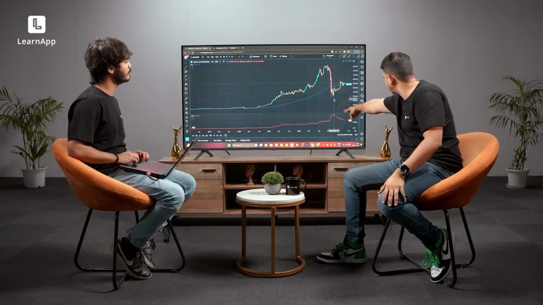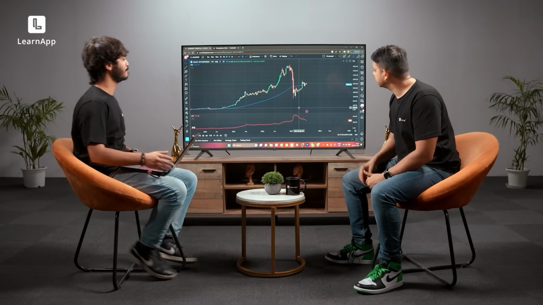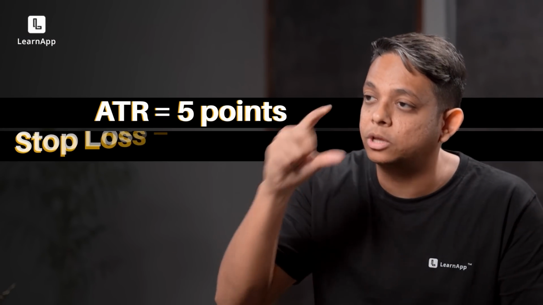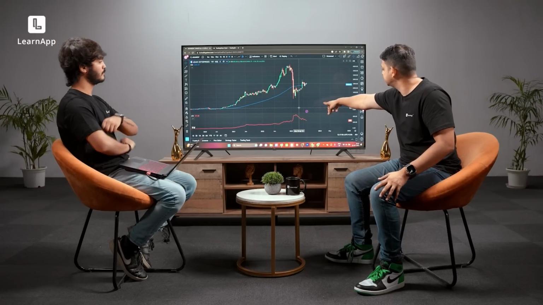Let's do something very simple. Now hover over this red bar and tell me what's the number over here. You see the number over there, it's 435, 447, 467 or 463. That is the average true range for Adani Enterprises for the last 14 days. Got it? Yes, sir. So now what you want is the average range for the last 14 days. You want to keep your stop loss 2x of that. So here, what is the average true range where your mouse is?